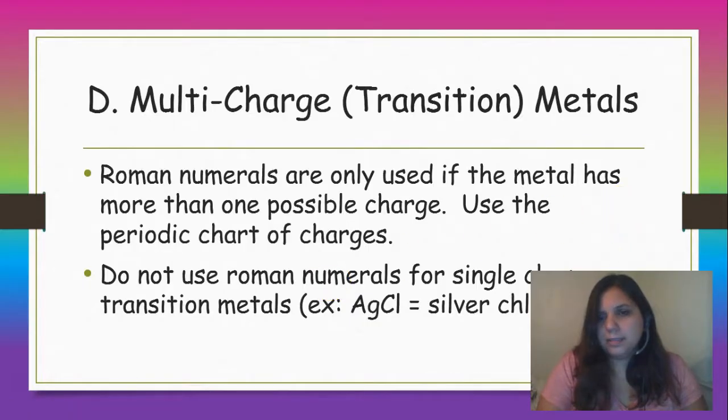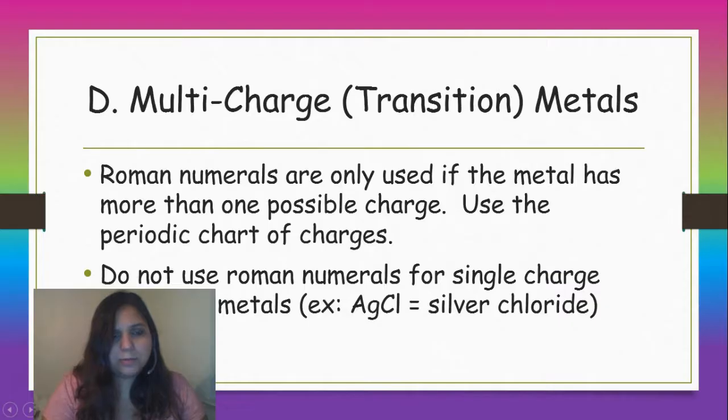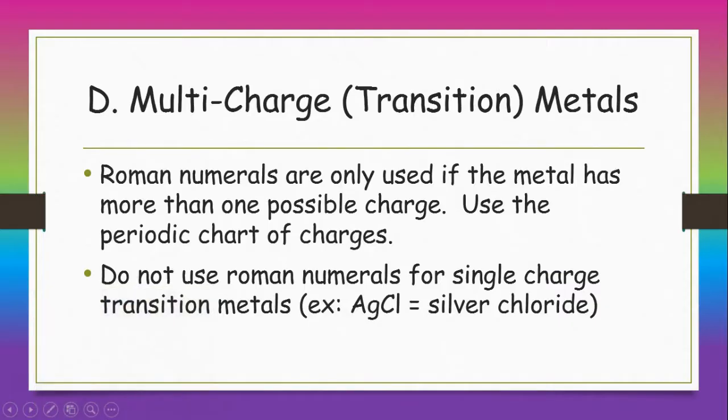All right. Next, we need to look at what to do if it is a transition metal. So what if I have multiple charges? This is when we use those Roman numerals I was talking about. They're only used if the metal has more than one possible charge. So we need to use our periodic chart of charges. Do not use Roman numerals for single charge transition metals.